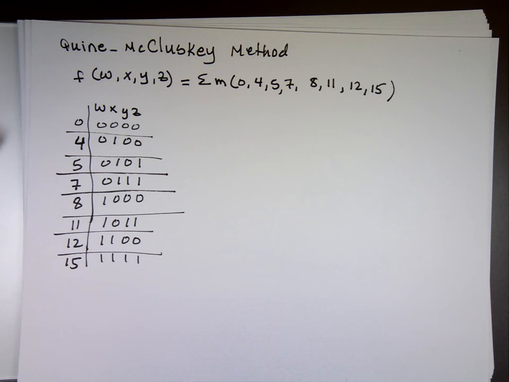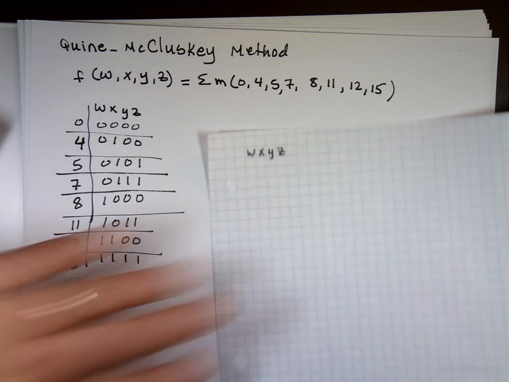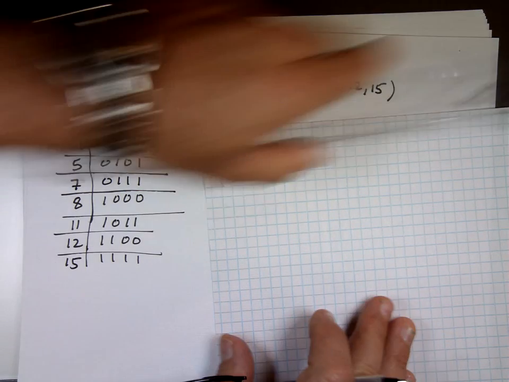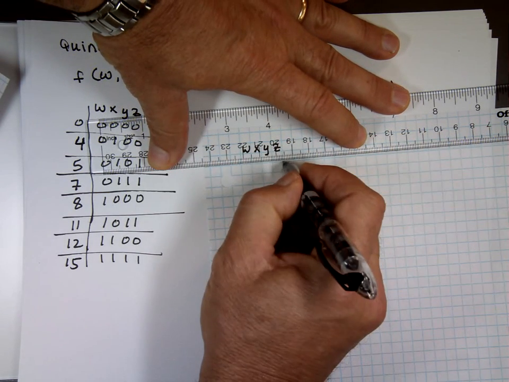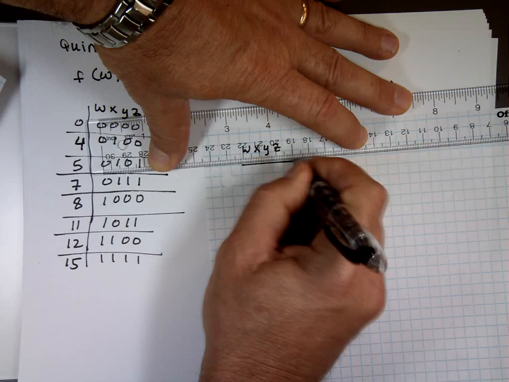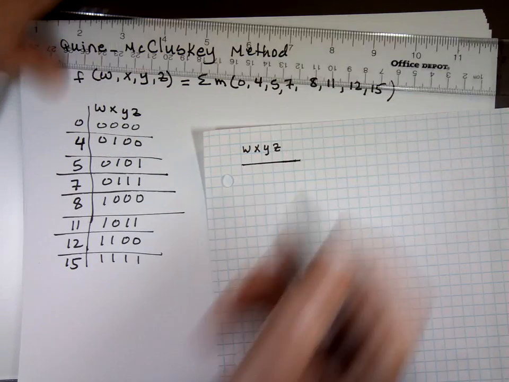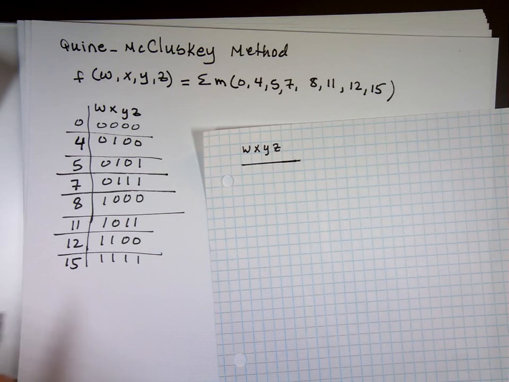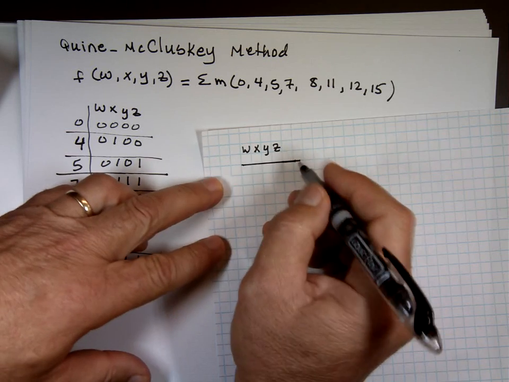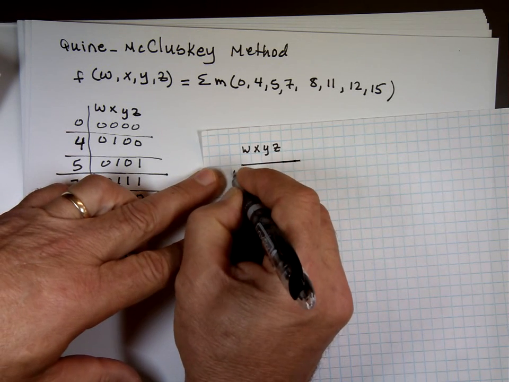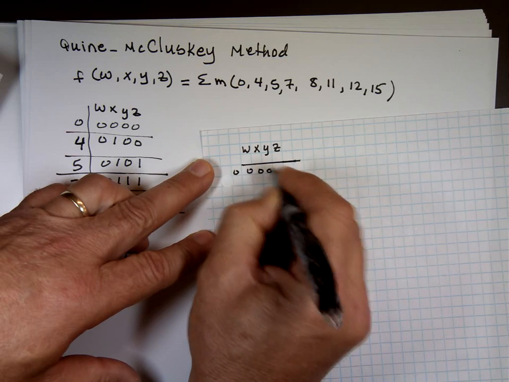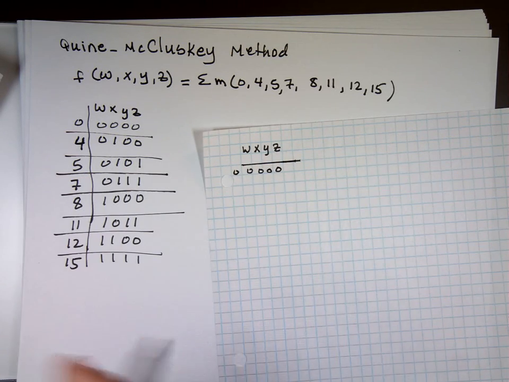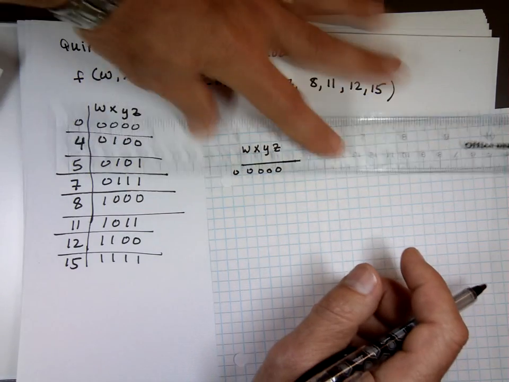So the way that Quine-McCluskey method works, there we go. I'm going to put my graph paper here, right next to it. I'm going to just put a line here to separate them. I'm going to break them into groups based on what? It's based on how many ones are in that group. So we begin with the 0. The 0 has how many ones? None. That's the only one with no ones.